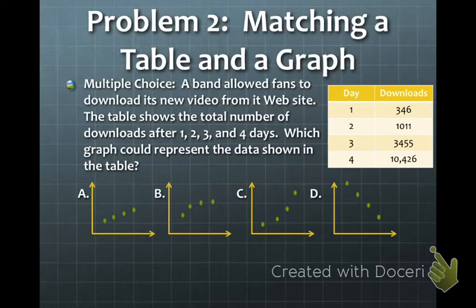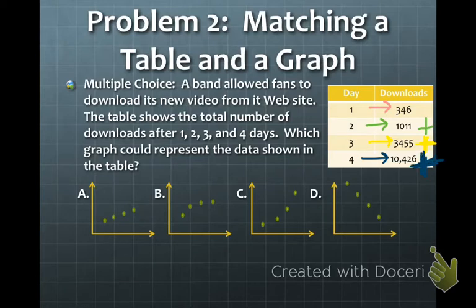So if you look here, on day 1, there were 346 downloads. On day 2, there were 1,011. So what happened to our increase? Did it increase by the same amount, the 346, or did it increase at a greater amount? Well, I'd say it increased at a greater amount. And then on the next day, what happened? Day 3, an increase at an even greater amount. And then by day 4, this band is just ridiculously blowing things up. They've had so many downloads.